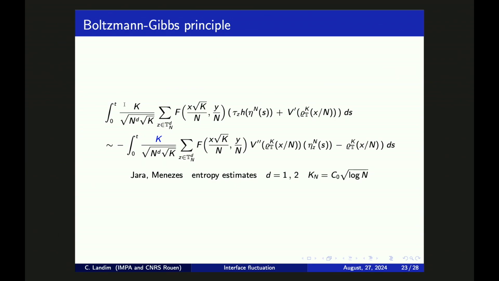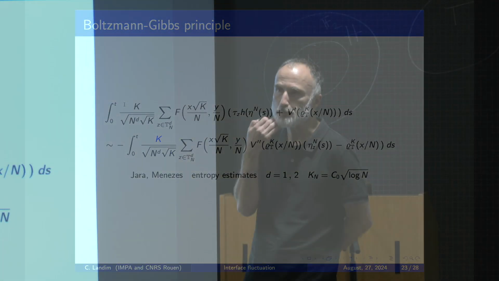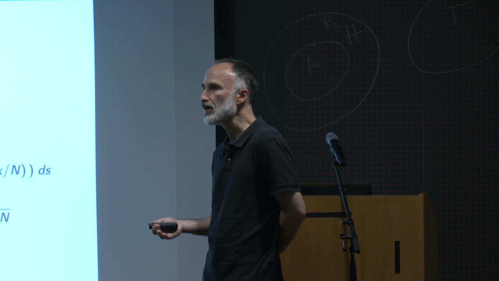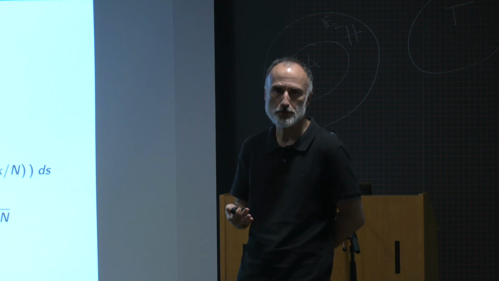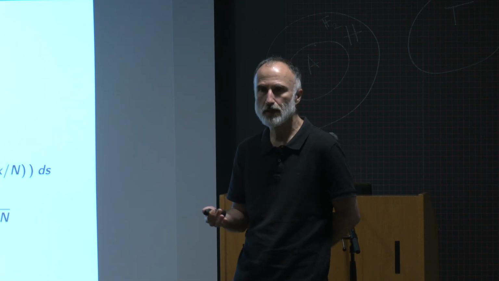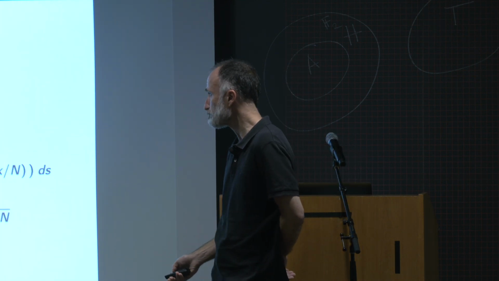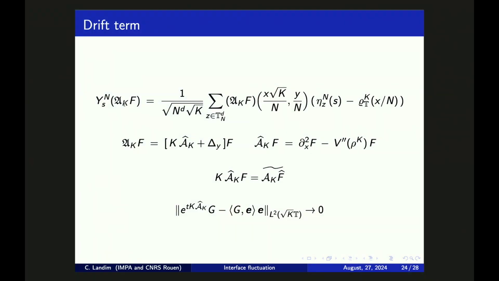And to prove this Boltzmann-Gibbs principle, we use these ideas by Jara and Menezes about these entropy estimates. So here we are in non-equilibrium. In non-equilibrium, the tool we have in order to estimate terms is given by these entropy inequalities. And once you can replace, you get your drift term, as I said, given by some differential operator applied to f. In our case, this is just k times, I'm representing here by hat Hk.